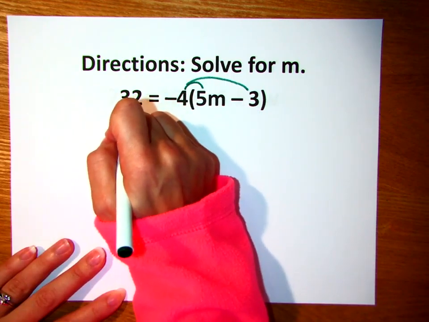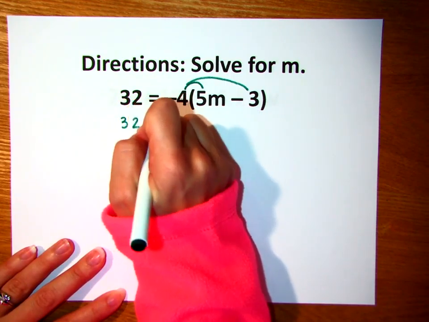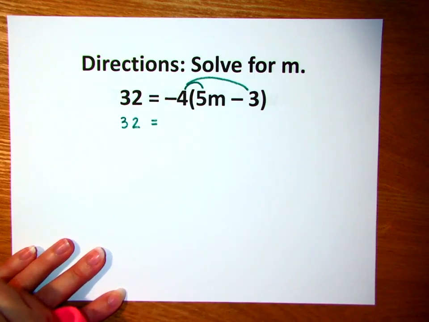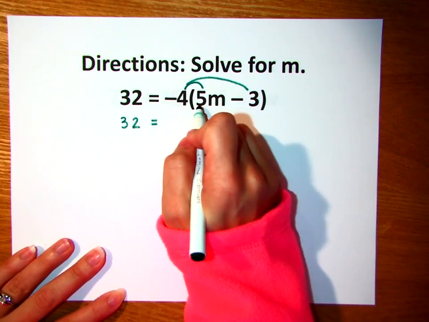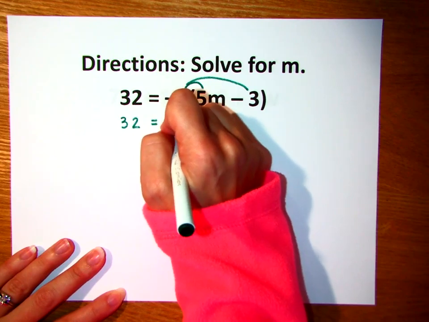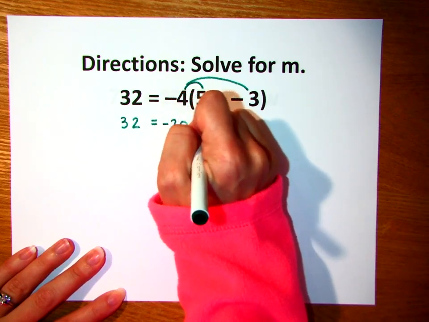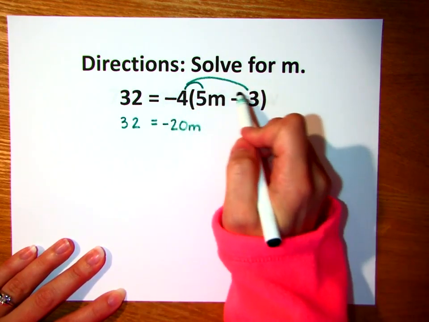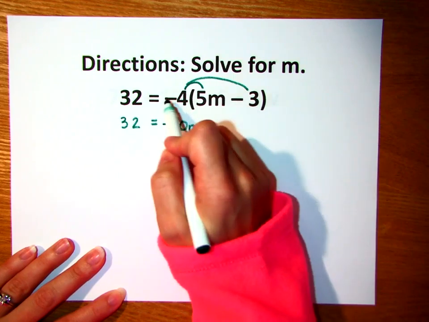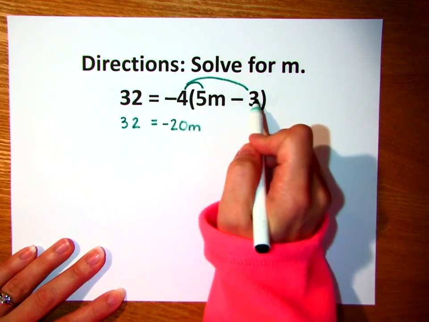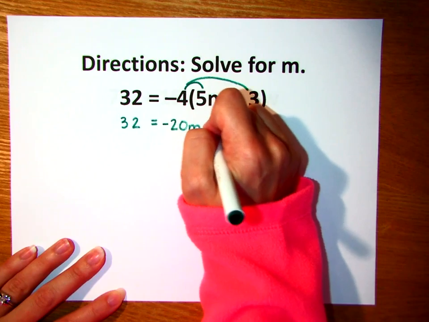We bring down the 32 because we're not doing anything with it yet. Bring down the equals. Negative 4 times 5m is negative 20m. And now, remember, the sign goes with the 3. So it's like saying you have negative 4 times negative 3, which is positive 12.